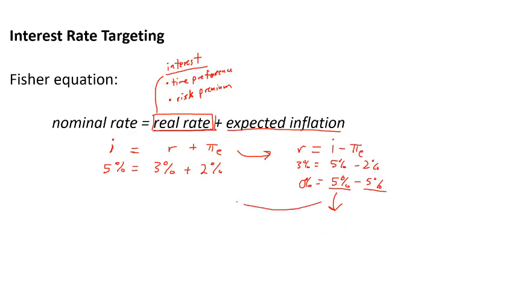Well, actually, let's go back to this version of the Fisher equation. On new loans, if the expected inflation is 5% and they want to maintain that 3% real return, what are they going to have to do to the nominal rate? They're going to have to adjust it upwards, right? So nominal rates get adjusted upwards when inflation increases. And of course, if inflation decreases, nominal rates can get adjusted downwards, right?